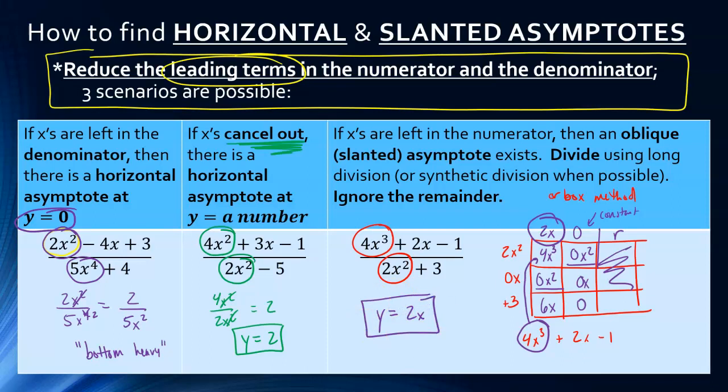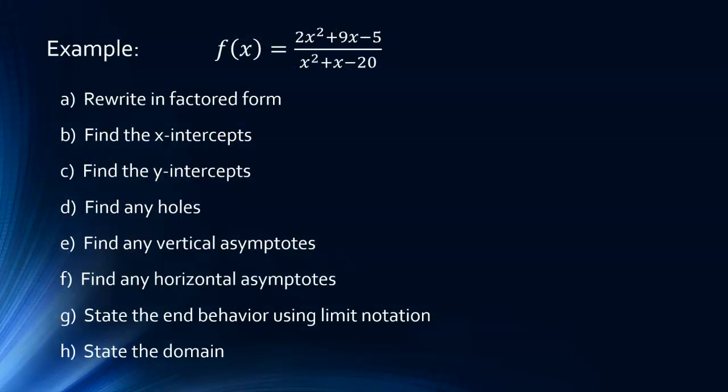All right, let's put this all together, everything we've talked about, into this next example. So there's going to be a lot to this example. I'm not going to squeeze it all in on this one slide, but I just want you to see that we're going to do A through H here. So the first step is we're going to write this in factored form, and then we're going to use that factored form to find holes and vertical asymptotes, and then we'll use that to figure out what the x-intercepts and y-intercepts would be. And I'll talk about why that is here in just a minute.